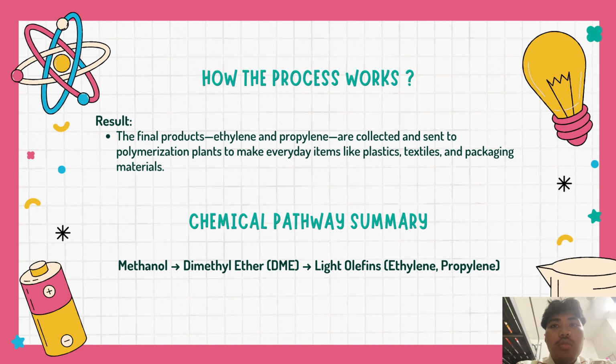The result is the final product. Ethylene and propylene are collected and sent to polymerization plants to make everyday items like plastic, textile, and packaging material. The chemical pathway summary is from methanol to dimethyl ether and then to light olefins, ethylene and propylene.